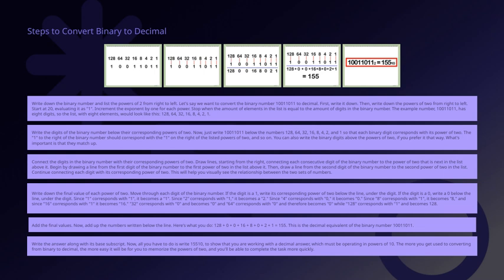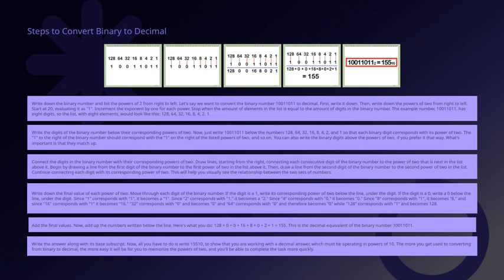Now look at each digit. If it's a 1, write the value of the corresponding power of 2 below the line. If it's a 0, just write 0. For our example, the binary number 10011011 has ones in certain positions: 128, 16, 8, 2, and 1, and zeros in others like 64, 32, and 4.